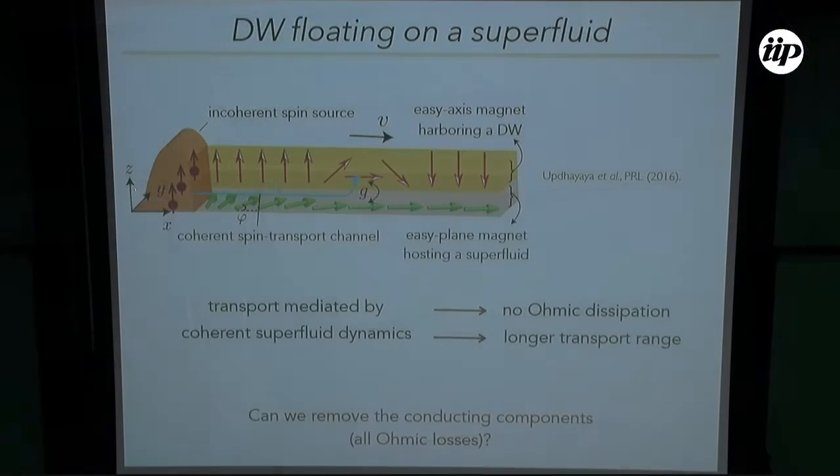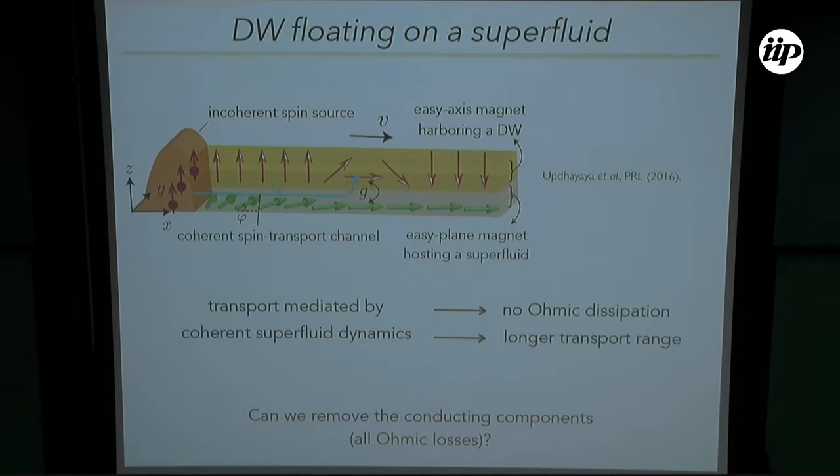Now what they imagined was to put here an incoherent spin source, such as a metallic lead, and via a spin accumulation exert a spin transfer torque on the coherent order parameter in the easy plane. Such a spin transfer torque would trigger the motion of the spin superfluid in the easy plane magnet. And since the easy plane magnet and the easy axis magnet are assumed to be coupled, the superfluid motion would be blocked by the coupling with the domain wall region, and the angular momentum would be transferred to the domain wall region and trigger the motion of a domain wall.